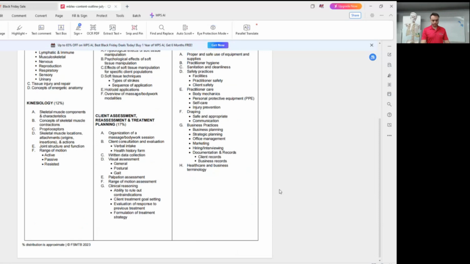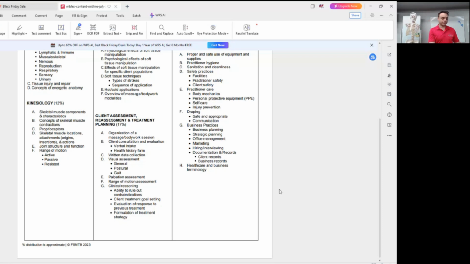Client assessment. That is obviously the broadest category and the most detailed category, and probably the toughest category that most people might encounter. And as you can see, the most heavily weighted section out of this entire breakdown. So, of course, this involves, as it lists here in category A, the organization of a massage and bodywork session. So, knowing the structuring routine and what makes a good routine, as we previously mentioned.